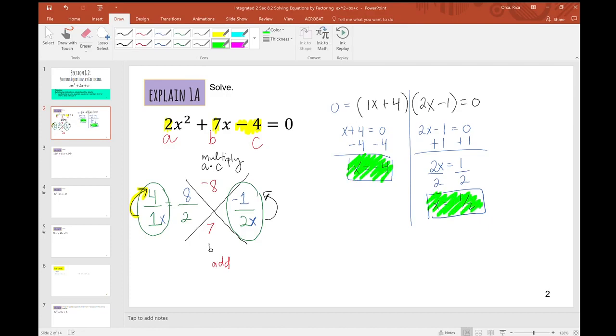Let me show you how to check your work. So we have 2x squared plus 7x minus 4 equals 0. I'm going to check x equals negative 4.